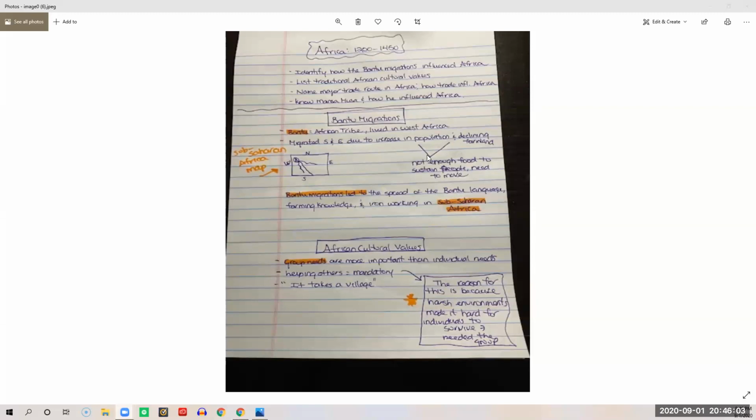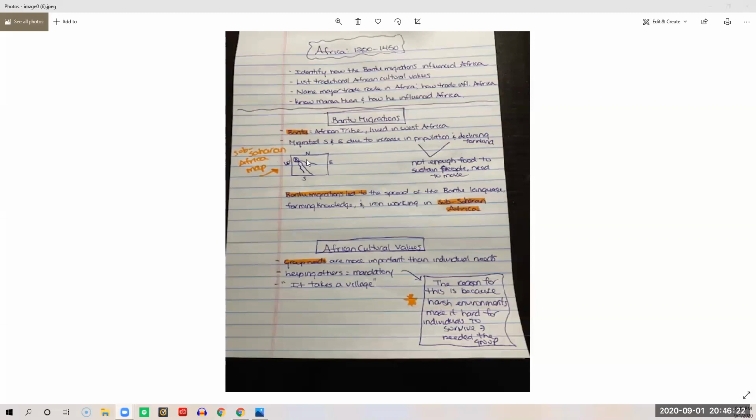Then I did a little caret to explain how these two things led to the migration. And so that's what I want to see a little bit more in notes, is a little bit more explanation, not just the facts themselves. So I connected these two to explain why they migrated.